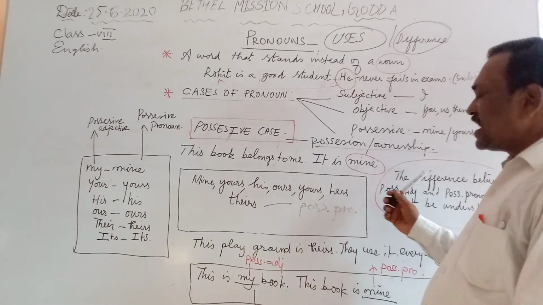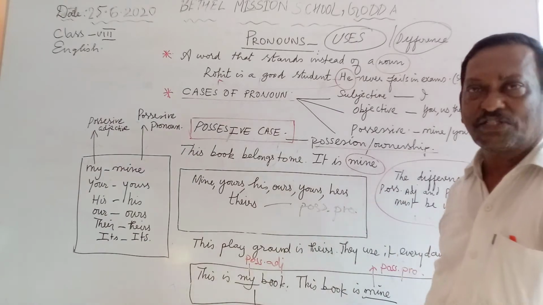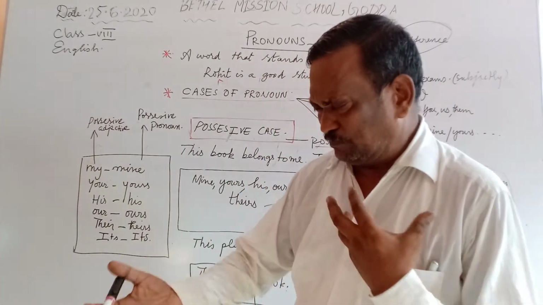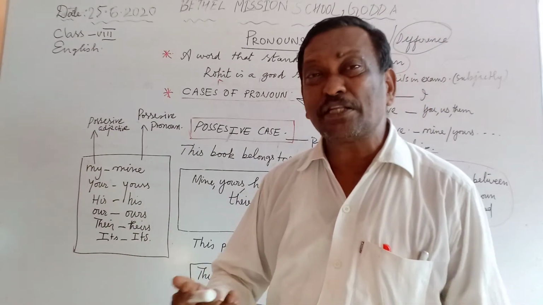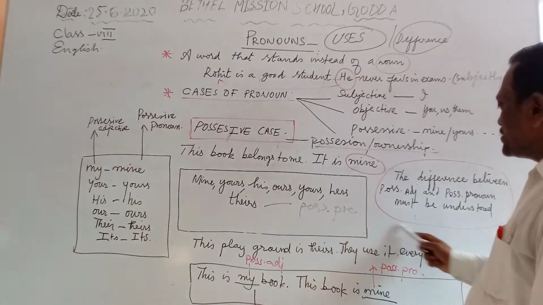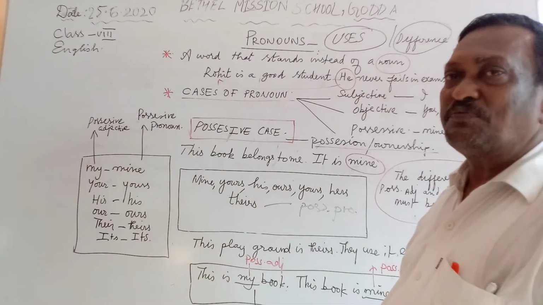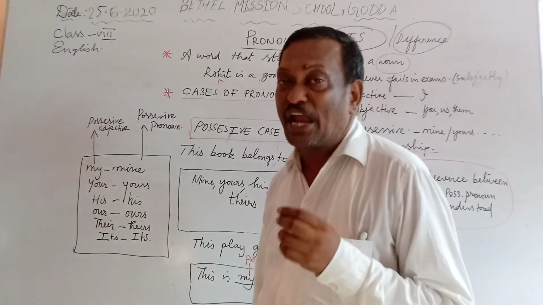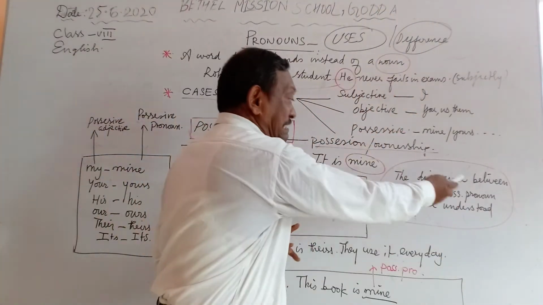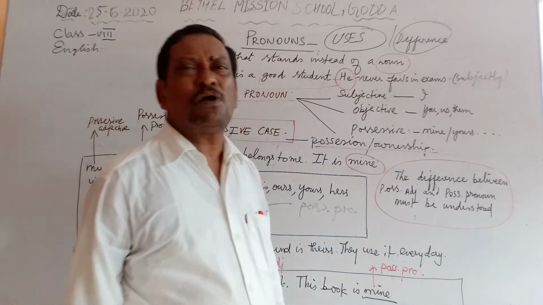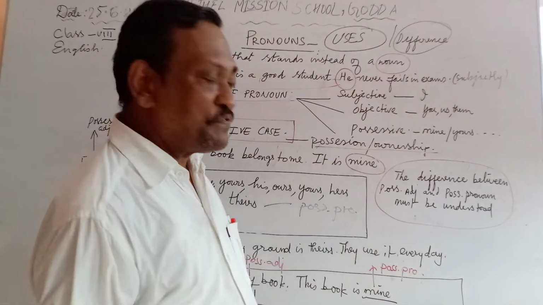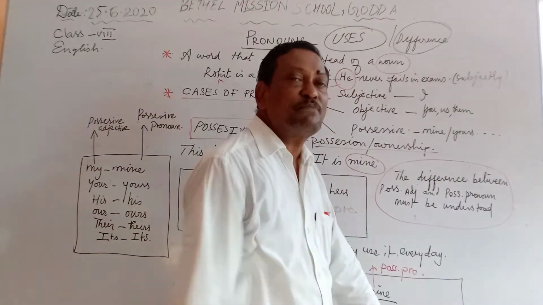This is a place where many of us get confused. Students very often make the mistake. The mistake is that they fail to understand the difference between a possessive pronoun and a possessive adjective. So you must take notice of the difference. What is the difference? How can I differentiate? How can I know the difference between a possessive pronoun and a possessive adjective?